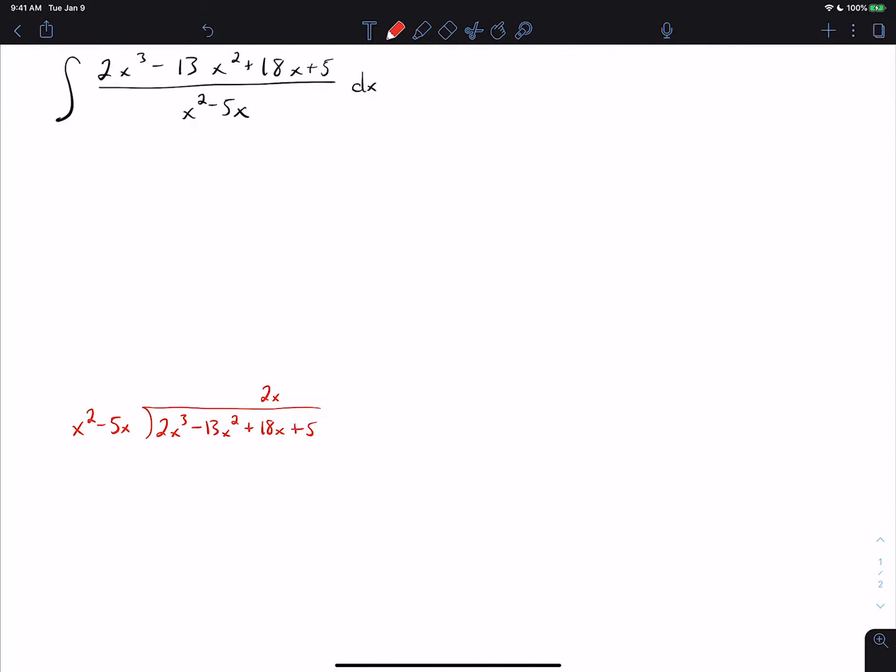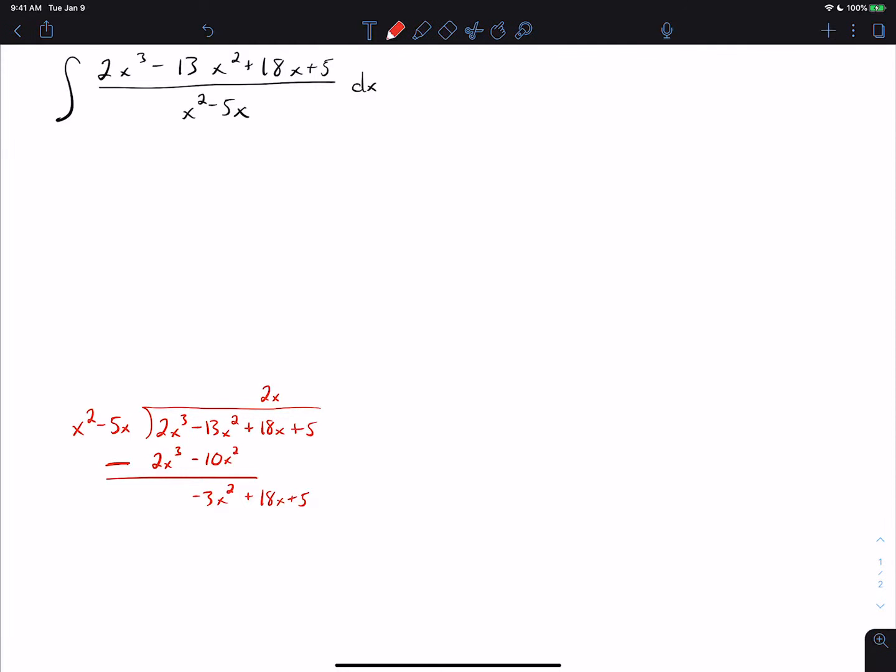You multiply 2x times each of the things on the outside of the division sign, so we get 2x cubed minus 10x squared, and now we subtract. So we get 0 minus 3x squared, because negative 13 minus negative 10 is negative 3, and we bring down the rest of the terms.